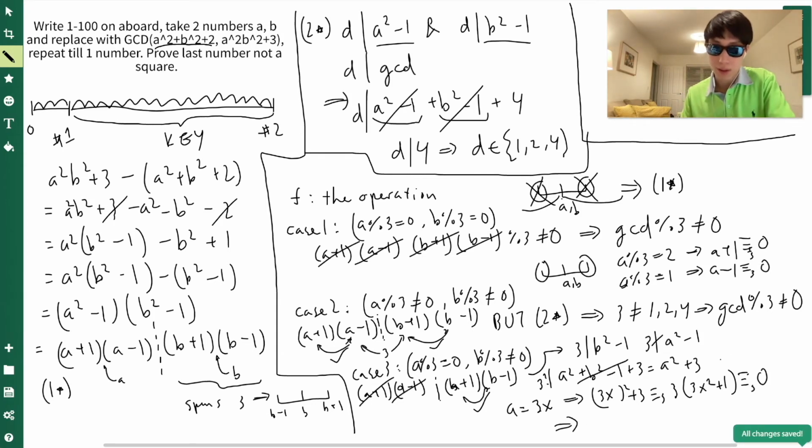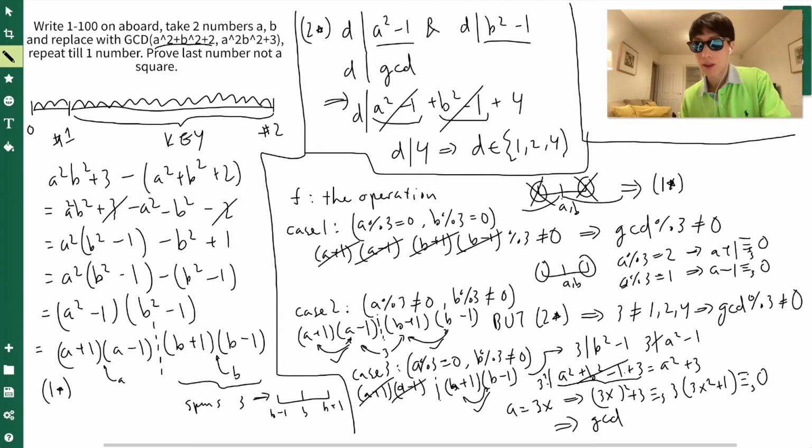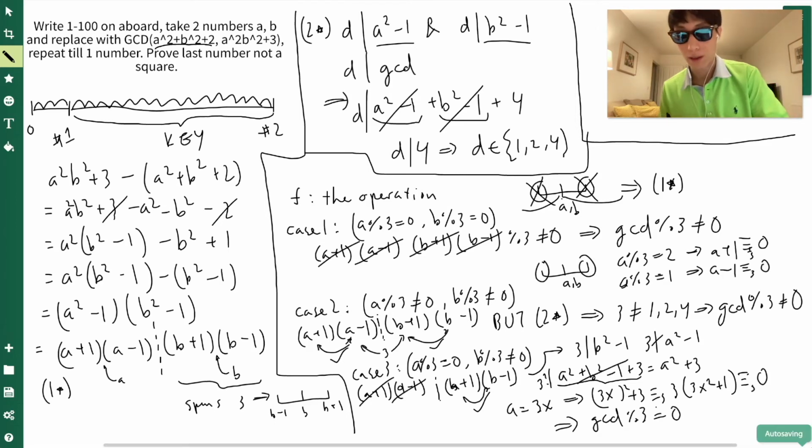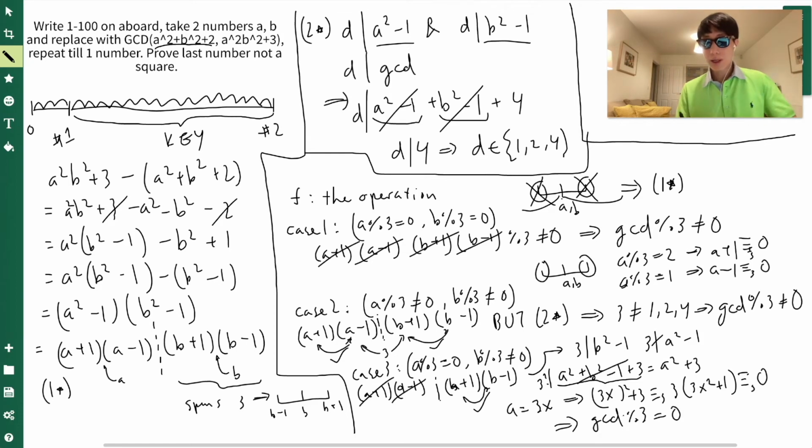This means that, since 3 divides this a squared plus b squared, which is technically plus 2 minus 1 plus 3, and it also divides the difference, which is 1 star, this tells you that the GCD mod 3 is actually equal to 0. That 3 actually does divide the GCD. Okay, so now we have our 3 cases.